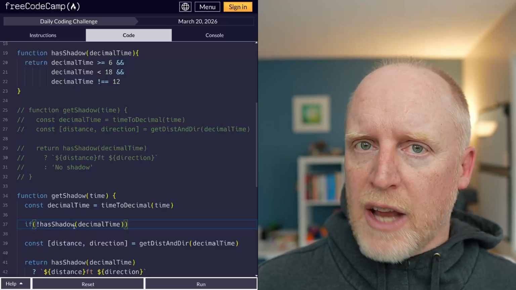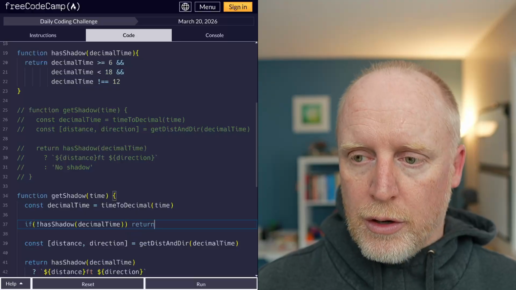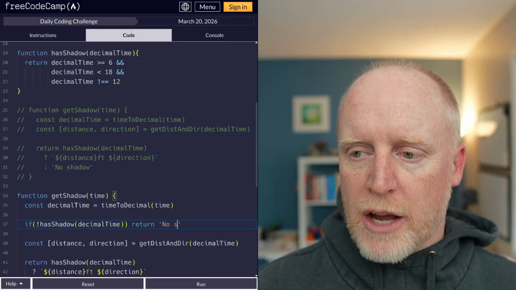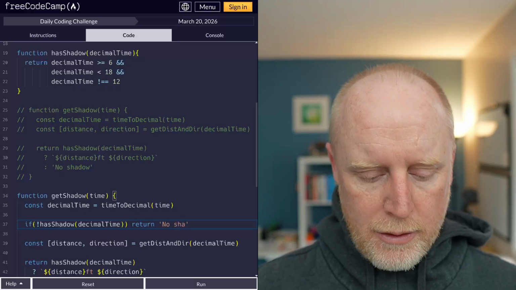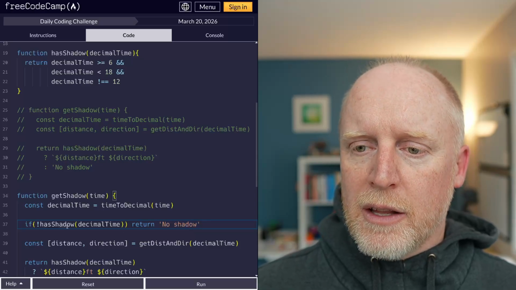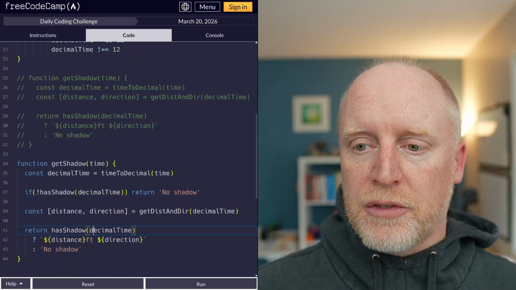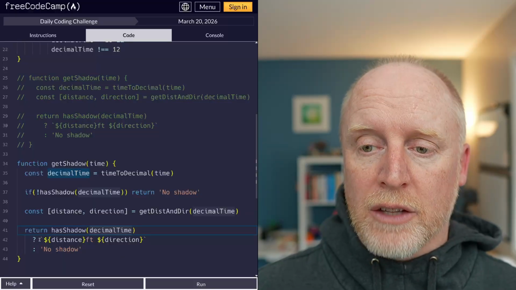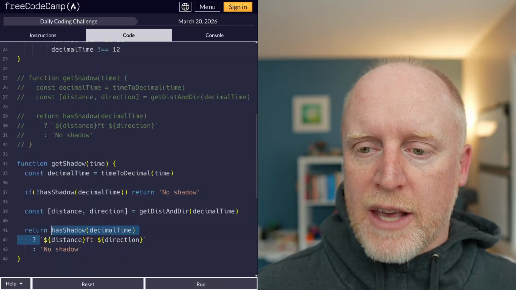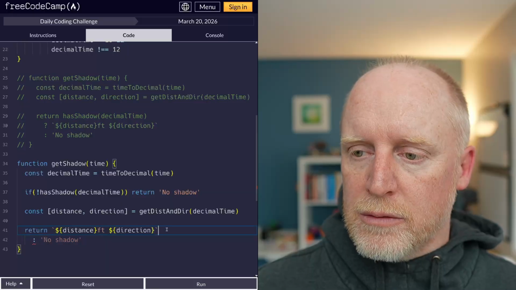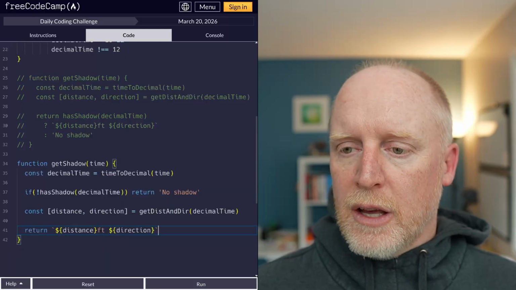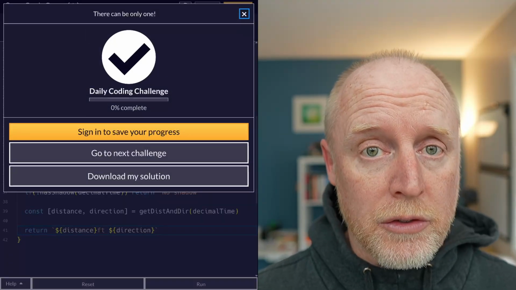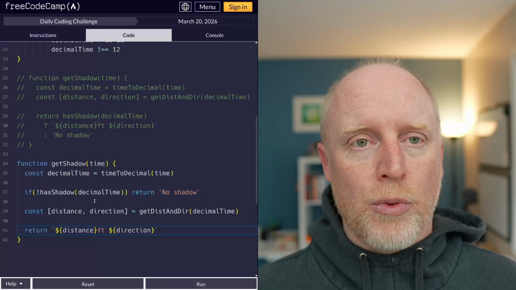But if it doesn't have a shadow, then we just return no shadow. And I keep wanting to capitalize the S on that, but no shadow. Now, of course, this is still going to work. It's not going to do anything because we haven't corrected for this. But if we get rid of that has shadow and we get rid of this bit here, you'll notice that everything works, okay? So this comes down to readability.